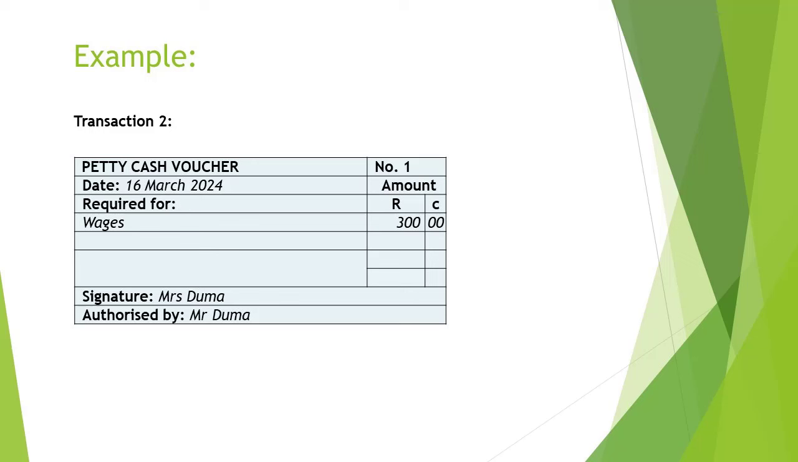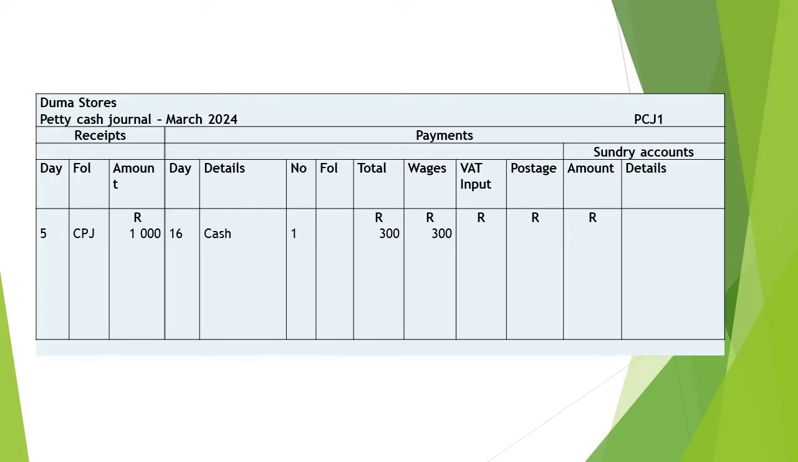For transaction 2, the business made out petty cash voucher number 1. The date for this transaction was 16 March and we can see that wages of R300 was paid. Under the payment section of the petty cash journal, we will record the day as the 16th. In the detail columns, the description would be cash, since we do not know who the wages was paid to. The number of the document is 1. The total that we paid was R300 and it was for wages. Therefore, in the wages column, we will see R300.